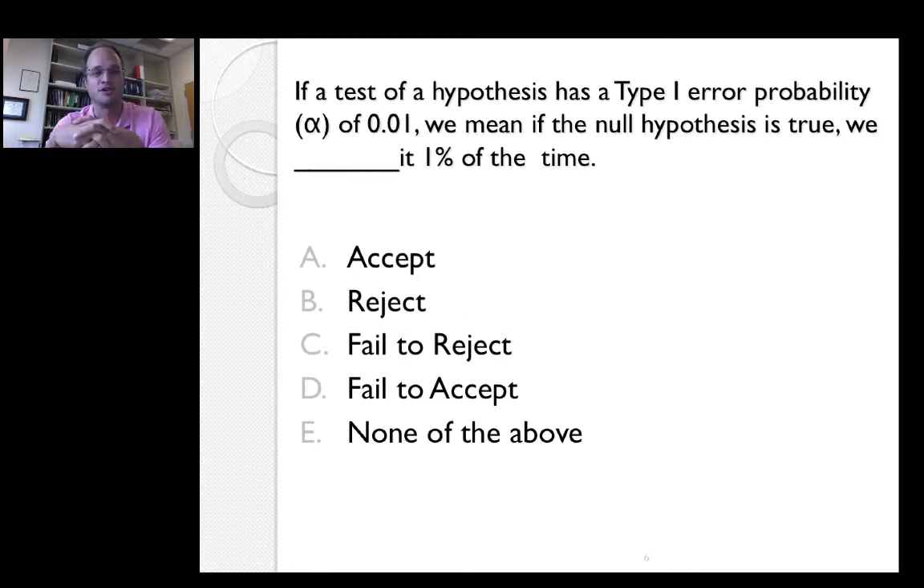A multiple choice question here. If a test of a hypothesis has a type 1 error probability, alpha of 0.01, we mean if the null hypothesis is true, we blank at 1% of the time. We know a type 1 error is rejecting something that's true, and so the answer would have to be B here.